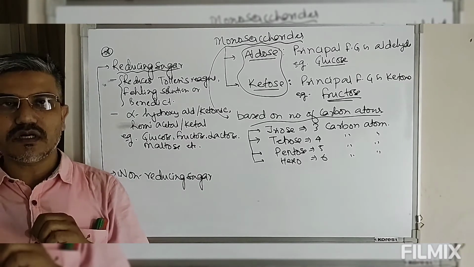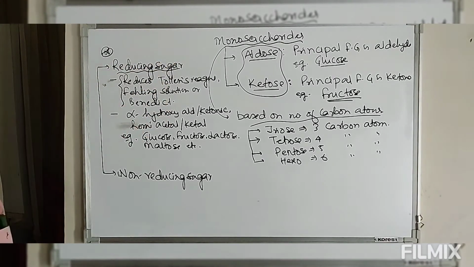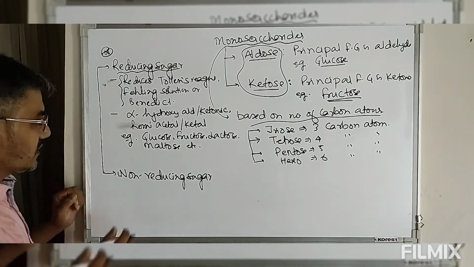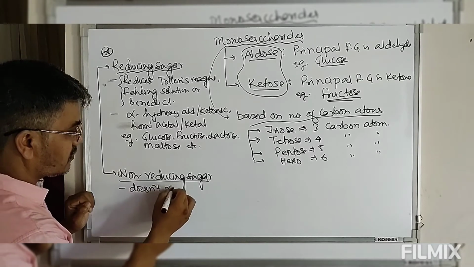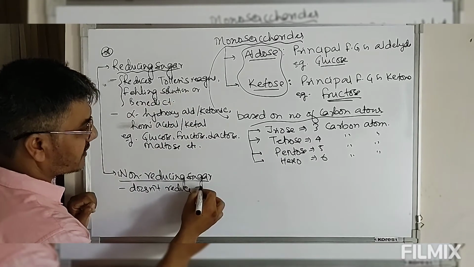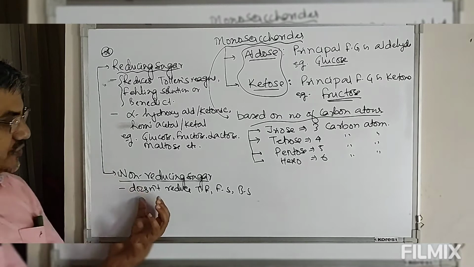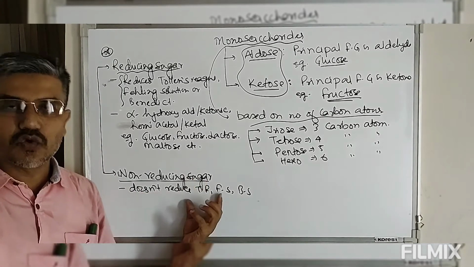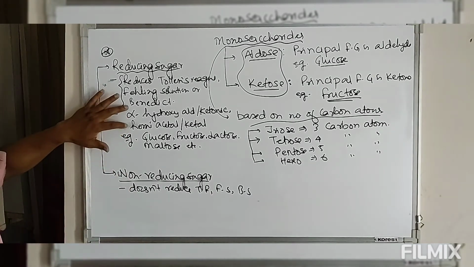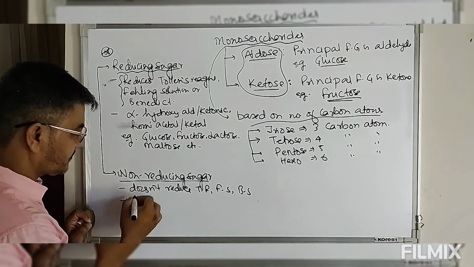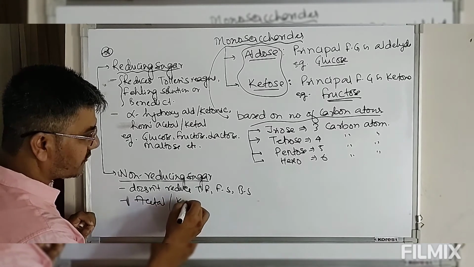But if the sugar does not reduce any of these reagents, that sugar is known as non-reducing. So if the sugar solution does not reduce Tollens reagent, Fehling solution or Benedict solution, those sugars are known as non-reducing sugars. So non-reducing sugars do not have any of these groups. They exist in acetal or ketal form.